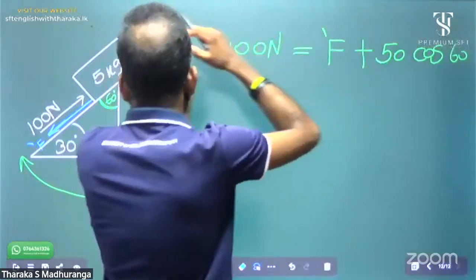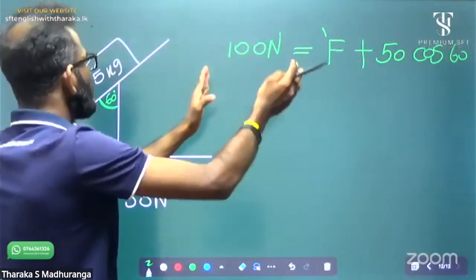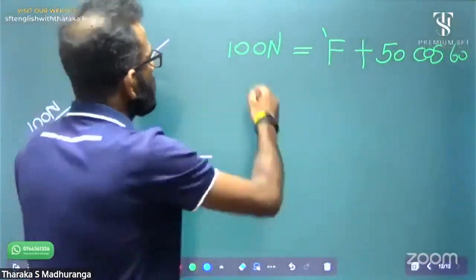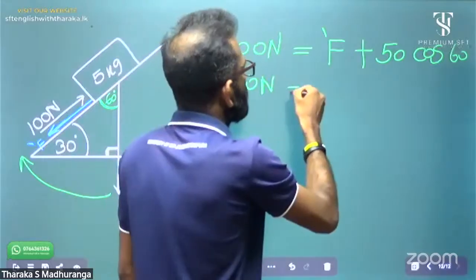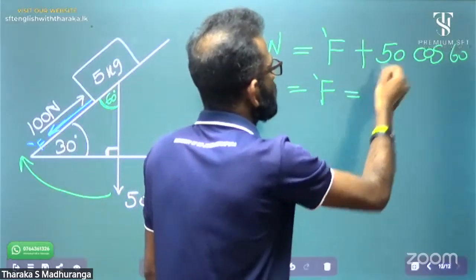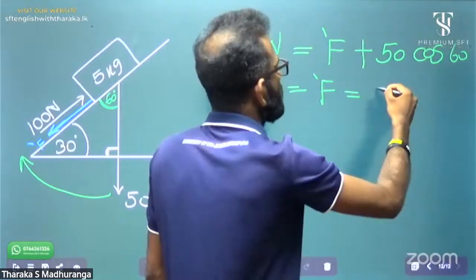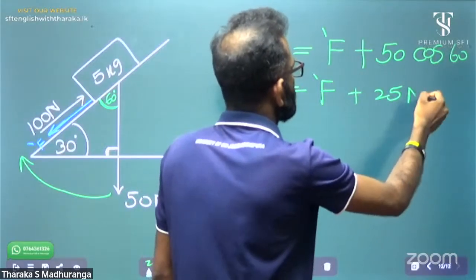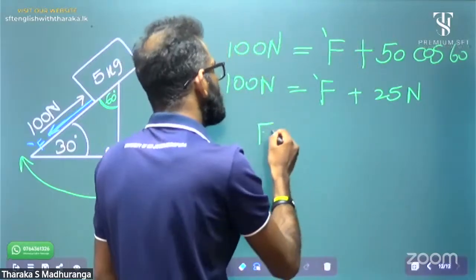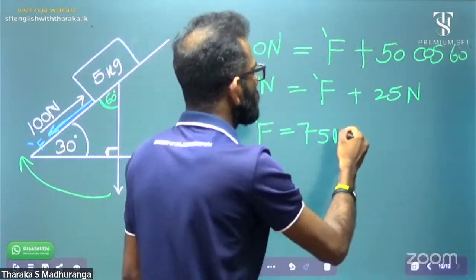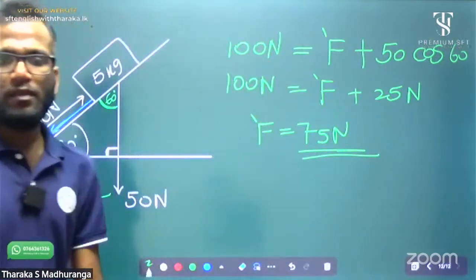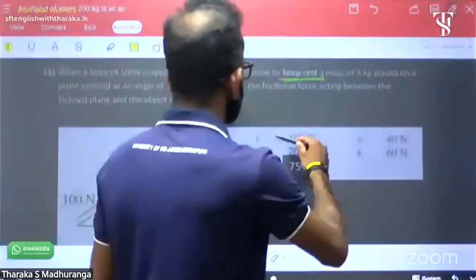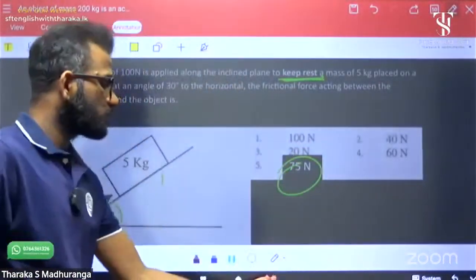Now, if it is at rest, it is balanced, no resultant force. For no resultant force, these two must be equal. Then 100 Newton equals F dash plus 50 cos 60, which is half, no? Then it is 25 plus F dash. So F dash equals 75 Newton is the answer. Answer number 5.